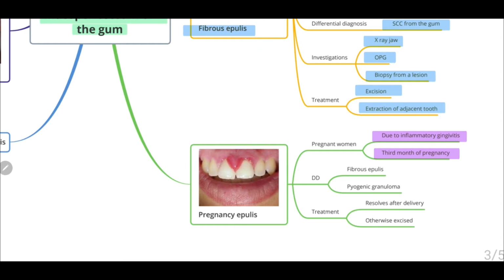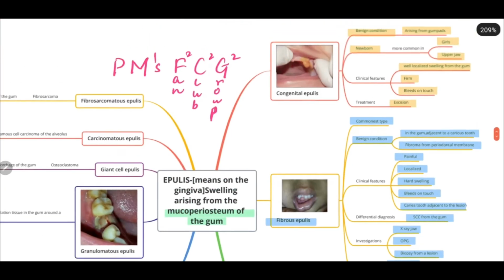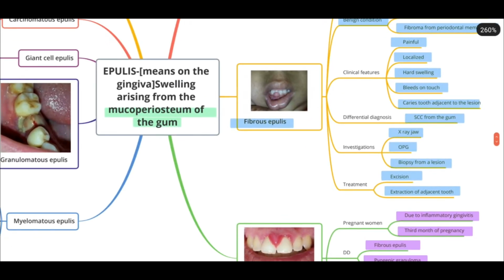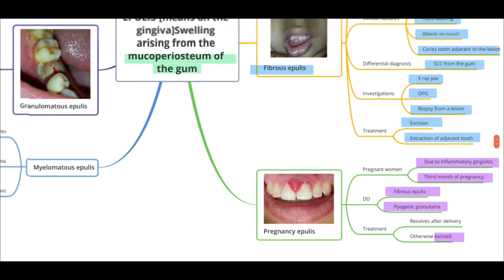The differential diagnosis for pregnancy epulis is fibrous epulis and pyogenic granuloma. The treatment is often not required because it resolves after the delivery, but if it still persists, you might have to excise the lesion. So till now we've spoken about congenital, we've spoken about fibrous, and we've spoken about pregnancy.